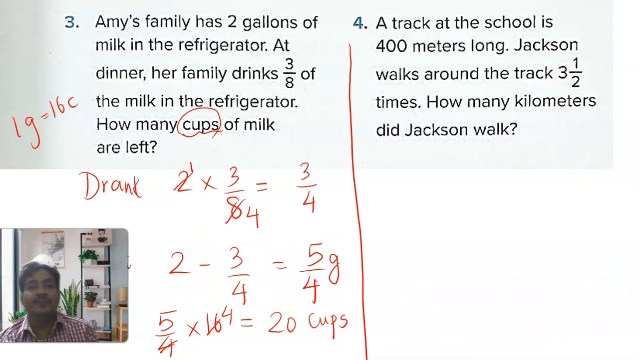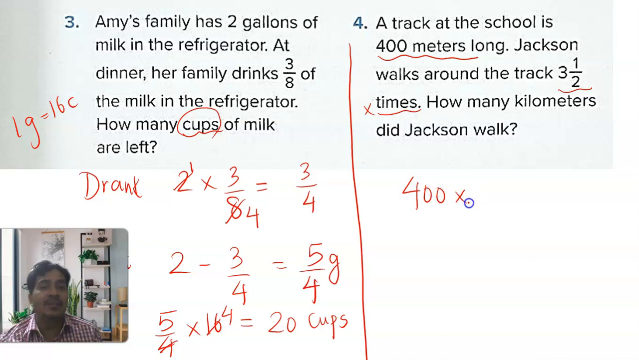Okay, let's see this one now. A track at the school is 400 meters long. Jackson walks around the track 3.5 times. How many kilometers did Jackson walk? So it's times. Times means multiply. So multiply the meters by 3.5. Now we cannot multiply this as a mixed fraction, so we will convert it to an improper fraction. Multiply down, add up.